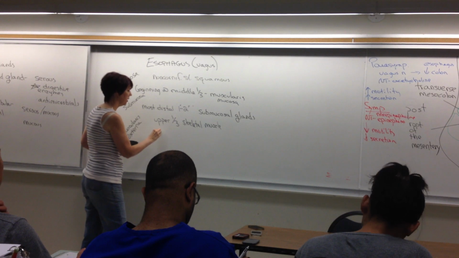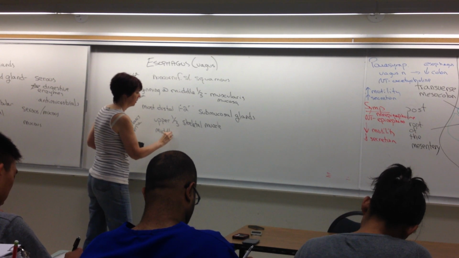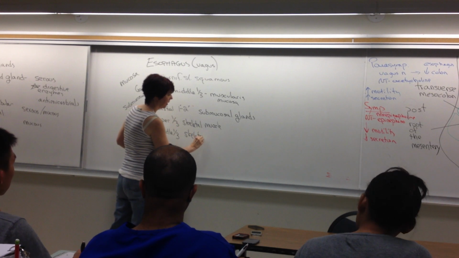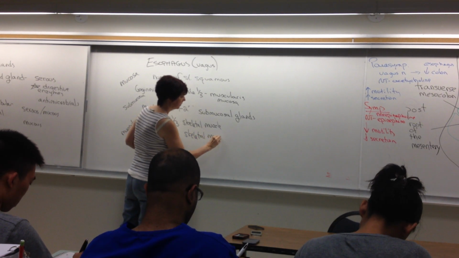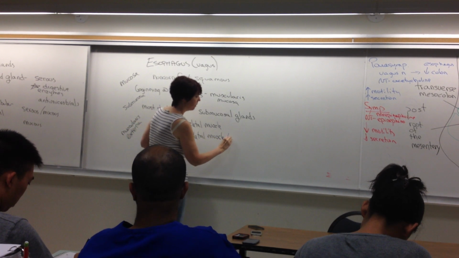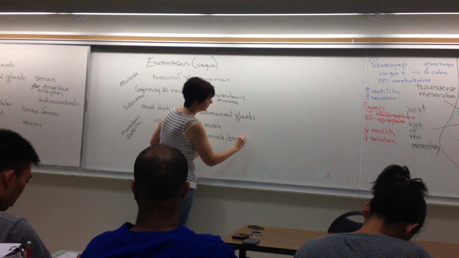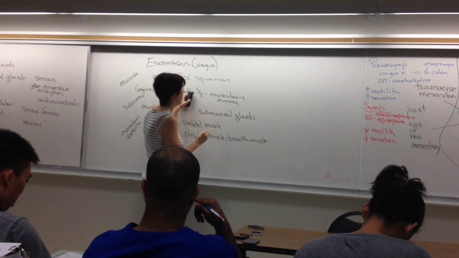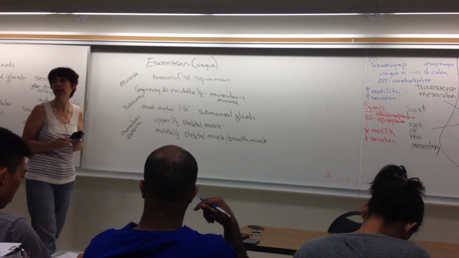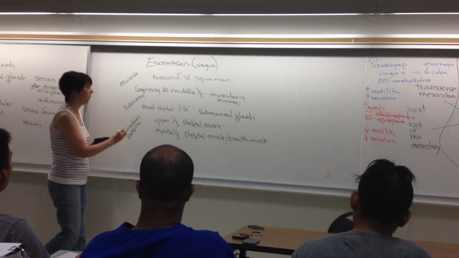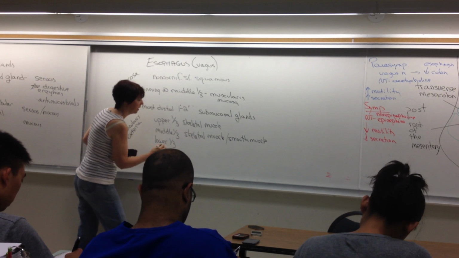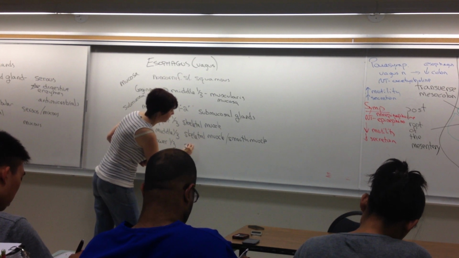The middle third is mixed skeletal muscle and smooth muscle. And that's where we see the muscularis mucosa start as well. And then the lower third is all smooth muscle. We begin that inner circular and outer longitudinal pattern.